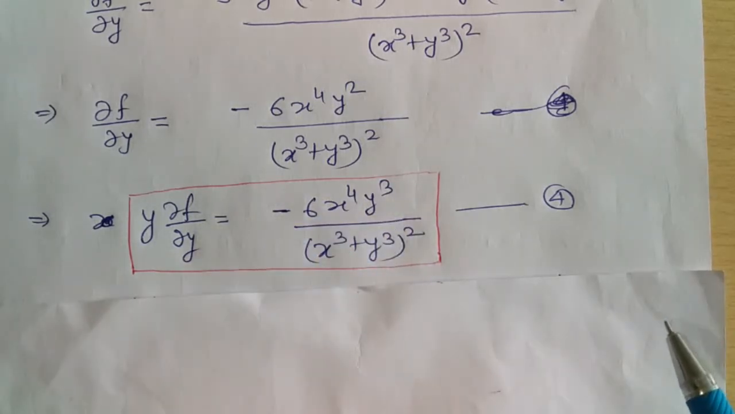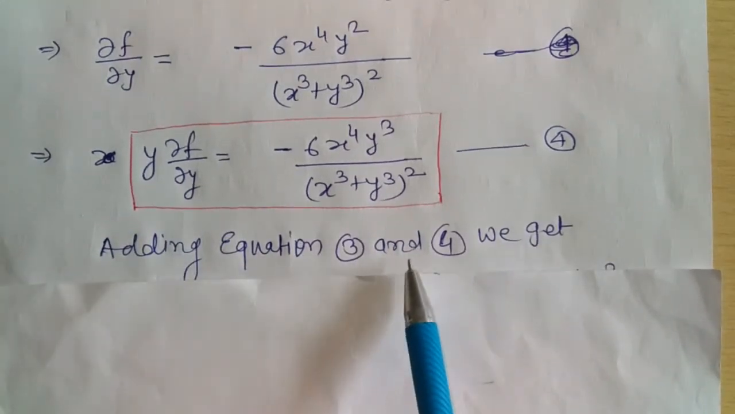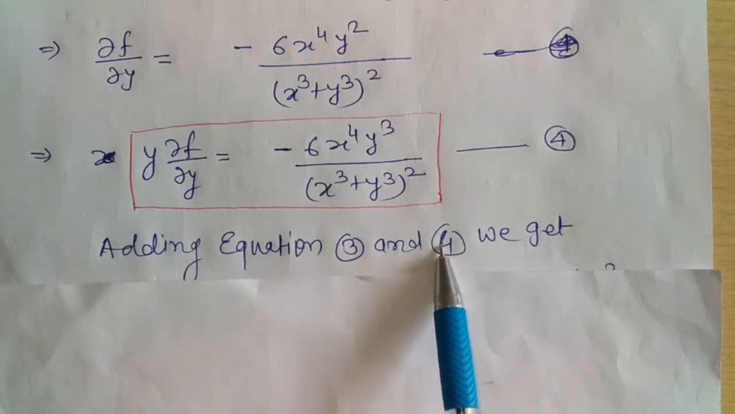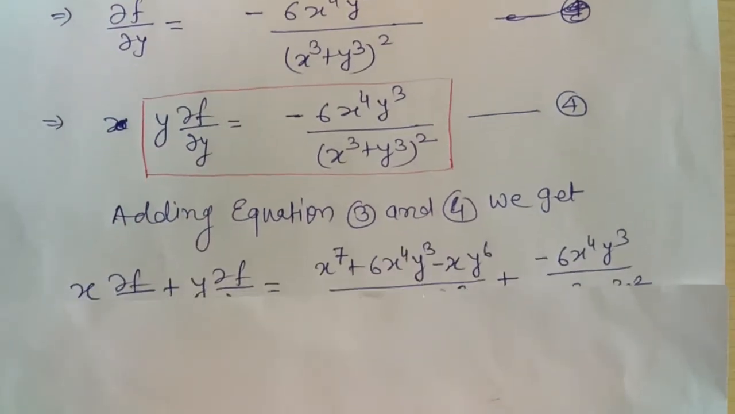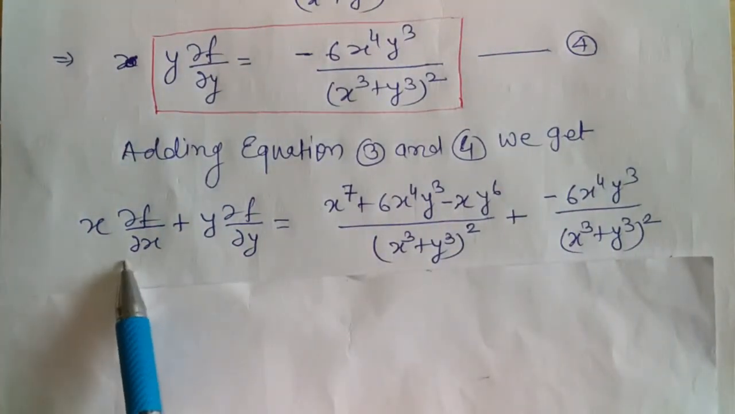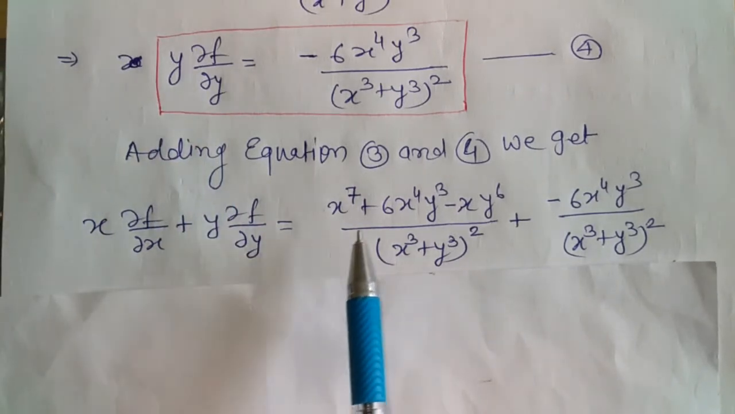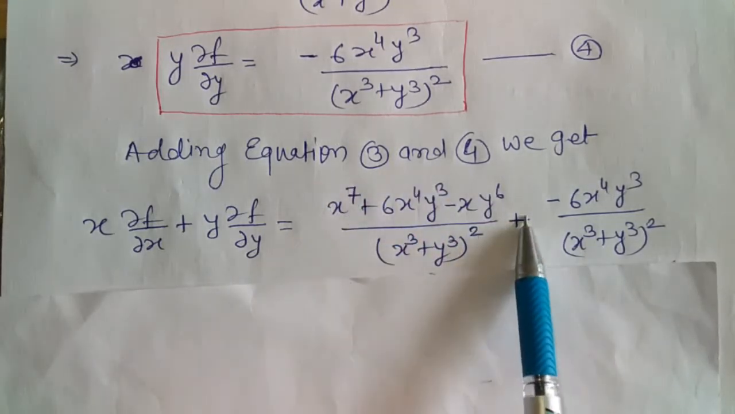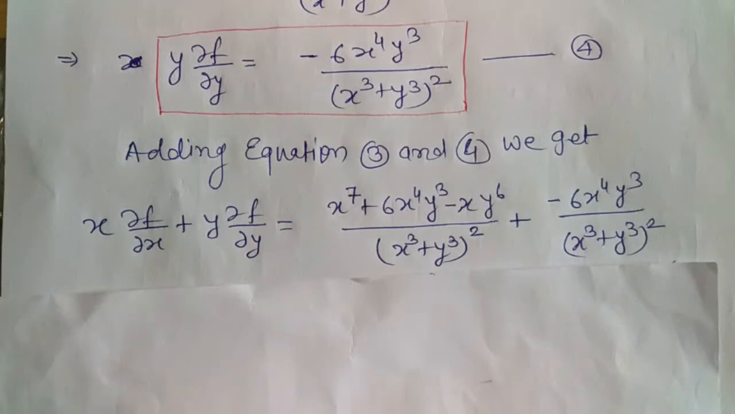So add equations 3rd and 4th. Adding equation 3rd and 4th. Equation 3rd is the value of x del f by del x, and equation 4 is the value of y del f by del y. So adding equations 3rd and 4, we get x del f by del x, which is equation 3rd, plus y del f by del y equal to, this is the value of x del f by del x from equation 3rd, plus this is the value of y del f by del y from equation 4.